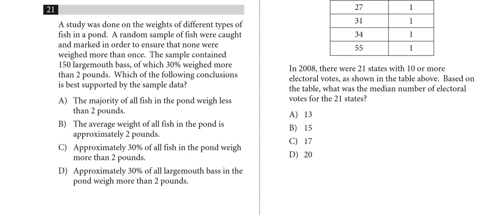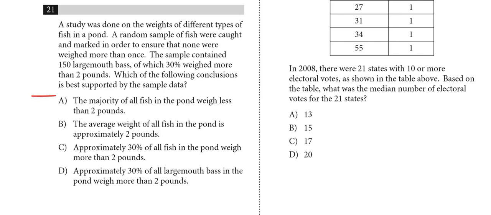The study was done on the weights of different types of fish in a pond. A random sample of fish were caught and marked in order to ensure that none of them were weighed more than once. A sample contained 150 largemouth bass, of which 30% were weighed more than 2 pounds. Which of the following conclusions is best supported by the sample data? The majority of all fish in the pond weigh less than 2 pounds. The average weight of all the fish in the pond is approximately 2 pounds. Approximately 30% of all the fish in the pond weigh more than 2 pounds.